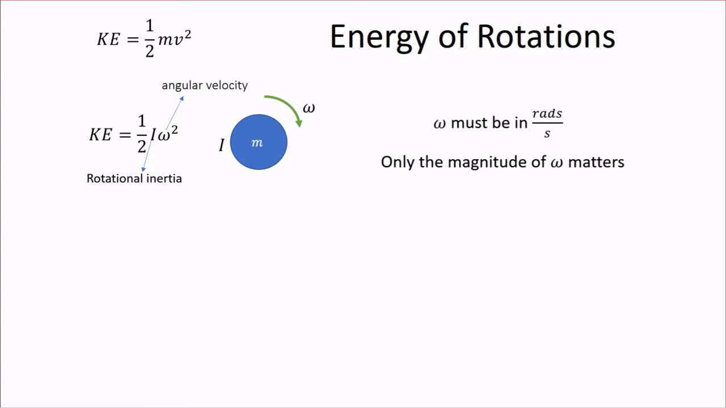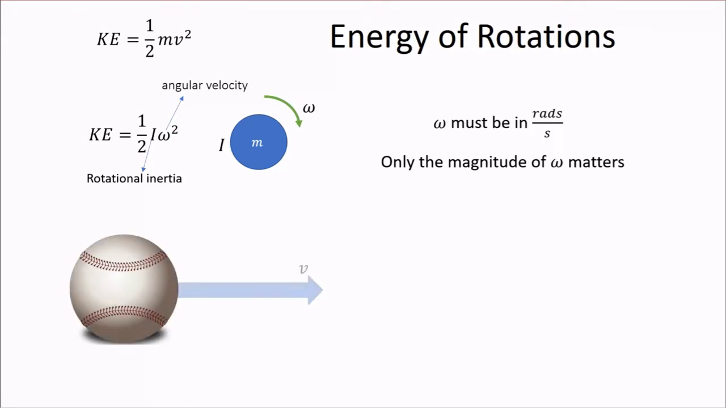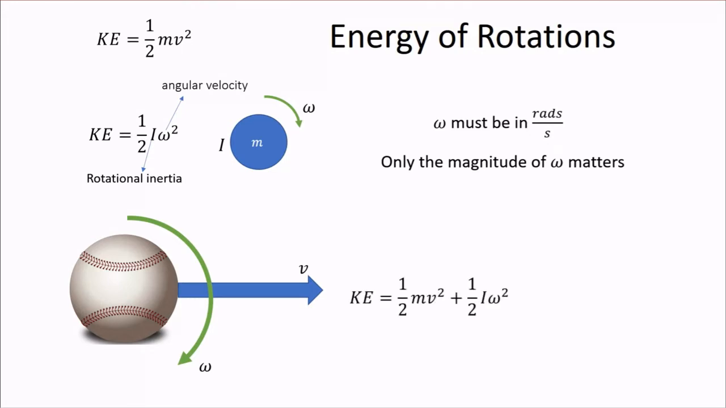It is entirely possible for an object to have both a linear and rotational motion at the same time. For instance, imagine a baseball flying through the air. It has some linear velocity, but it also spins. In that case, its kinetic energy is a combination of both its linear and angular motion. So we can write this equation, which says that its kinetic energy is the sum of its linear kinetic plus its angular kinetic.